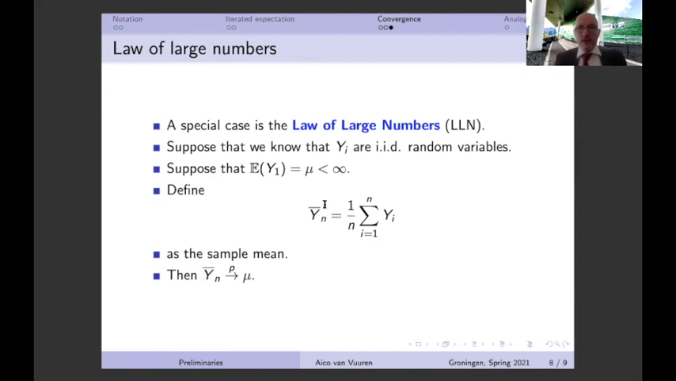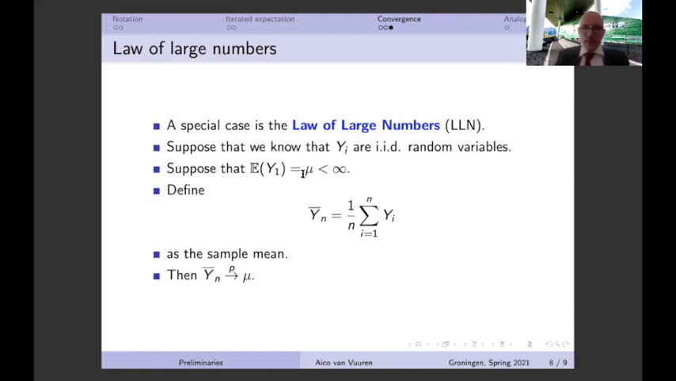Then if we define our sample mean, which I denote by y_n overline, that's simply equal to the sum of all the observations divided by n. Under these conditions, you can show that y_n overline is going to converge in probability to that mean mu. This says nothing else than that the average of a random variable is going to converge to its mean.